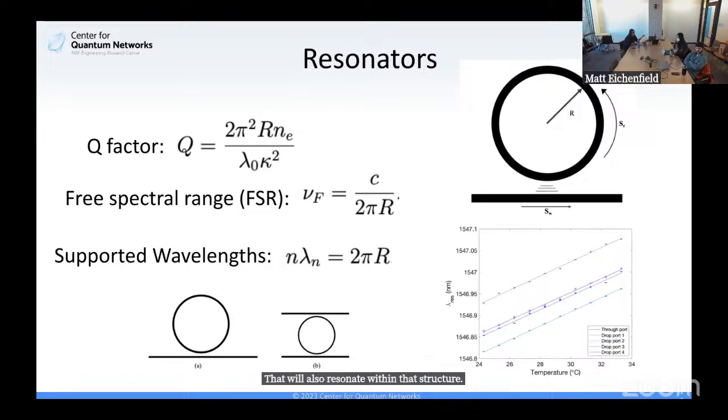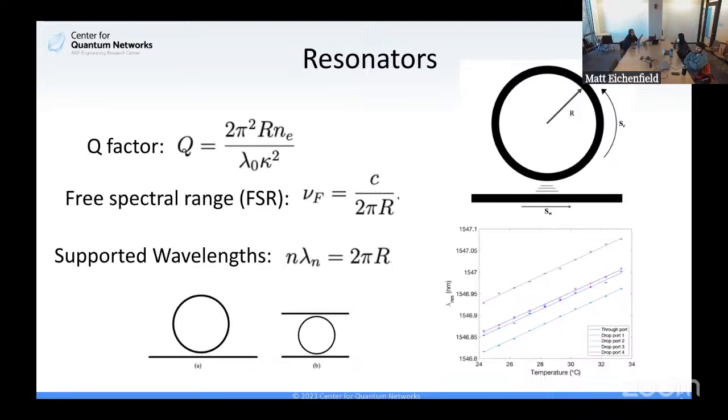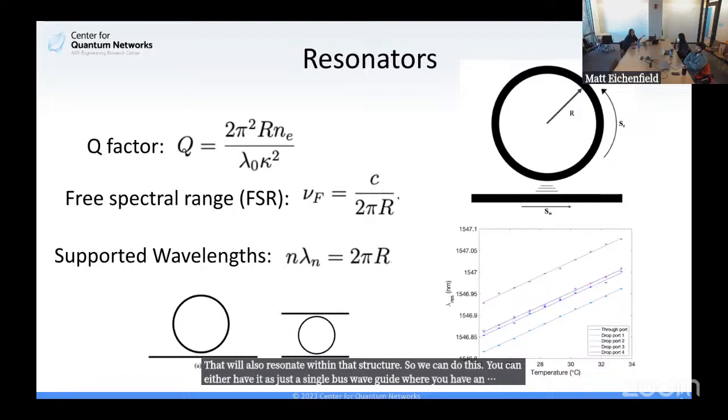You can either have it as just a single bus waveguide where you have an incoming waveguide and no other ones, or you can pick it off on the other side and direct it somewhere else. So that's an example of using it as a filter to pick off certain wavelengths.